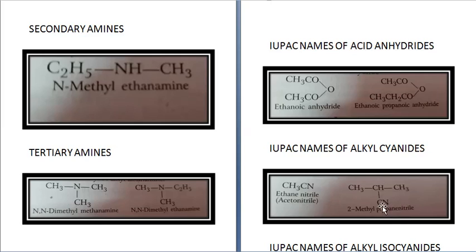Okay. Now next is IUPAC names of amines. You know amines are of various types: primary amine, secondary amine, tertiary amine. So first we will start with primary amines. Primary amines are the ones which have 1 degree carbon.